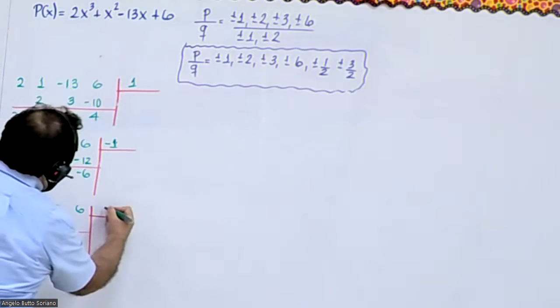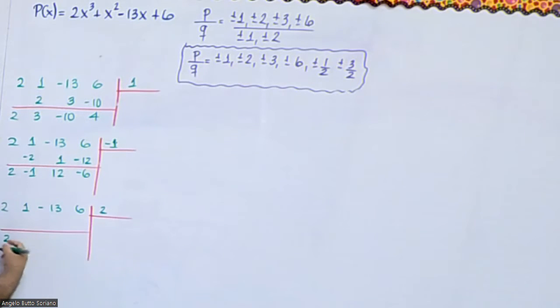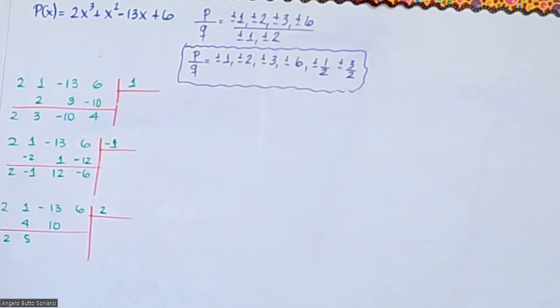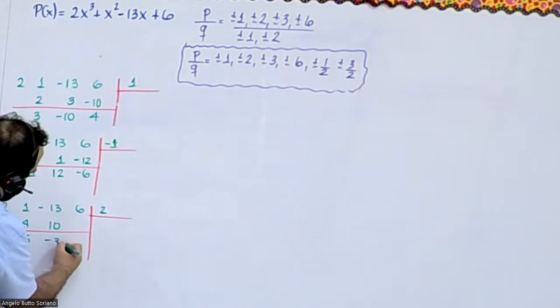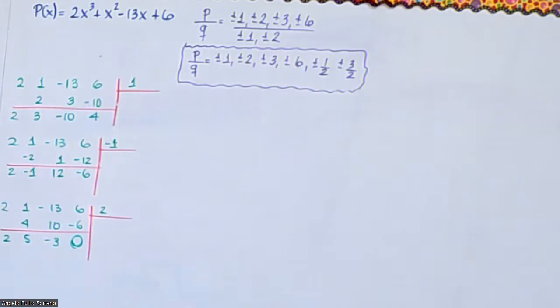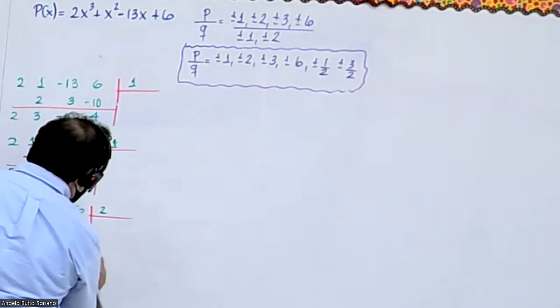All right, 2. 2 times 2, 4. 4 plus 1, 5. 5 times 2, 10. Negative 13 plus 10 will be negative 3. Negative 3 times 2, negative 6. Plus 6, and we got the 0.